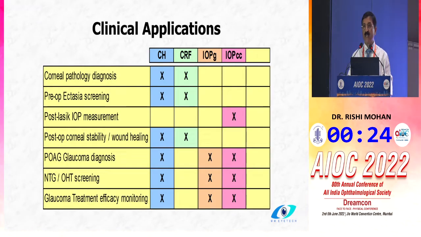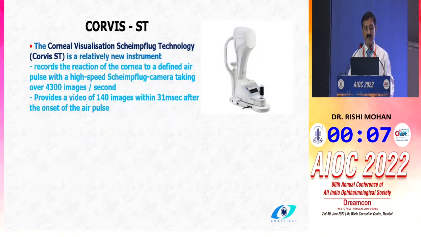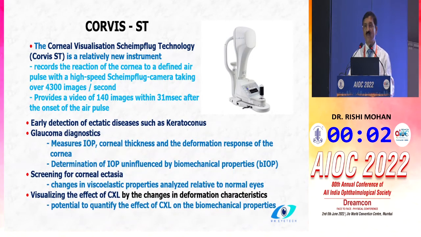And these are the clinical applications for corneal biomechanics: pathology diagnosis, ectasia screening, post-LASIK IOP measurement, much better to check the post-op corneal stability and wound healing, the glaucoma diagnosis, normal tension glaucomas and ocular hypertension screenings, and also glaucoma treatment efficacy. The latest kid on the block, the last couple of slides, is the Corvis ST.